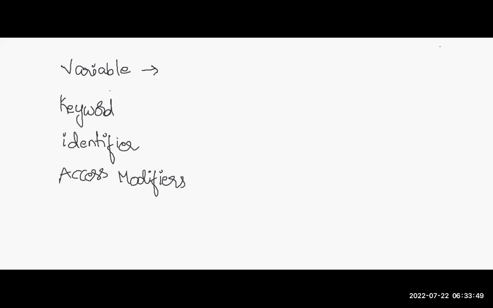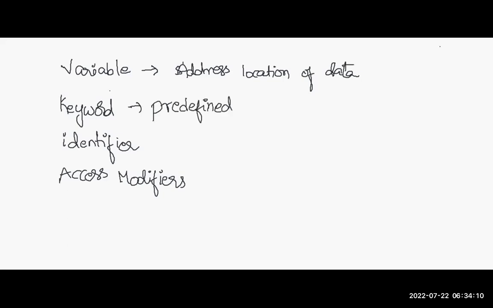Variable is nothing but the address location of a data, the location of data, whatever we are storing. Keywords are predefined words, defined by Java, which have a specific meaning.